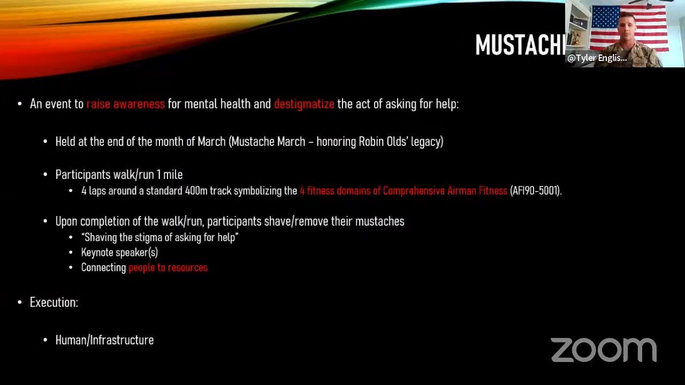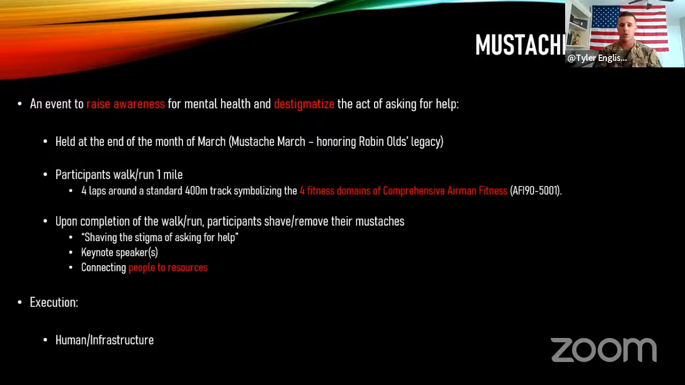Now, the Mustache Dash is an event to raise awareness for mental health and destigmatize the act of asking for help. It's built into Mustache March, which has always been more or less a good-natured protest honoring the legacy of Robin Olds, where every March, airmen that can grow facial hair try to, myself included. And we were sitting around one day and we said, hey, we're all growing these mustaches, but what's the actual value behind it? So we ascribe meaning to it. Because like mental health is something you can't see, a really terrible mustache is something that you can. At which point, that's a visual representation of the stigma that exists.